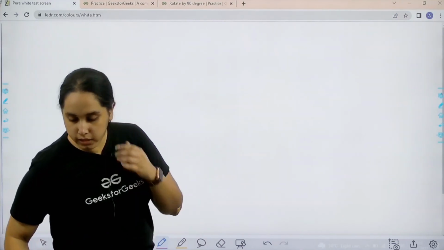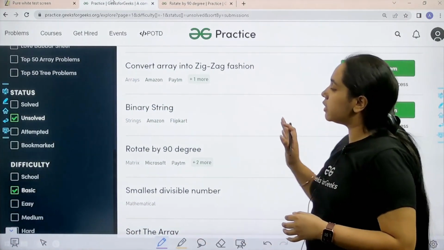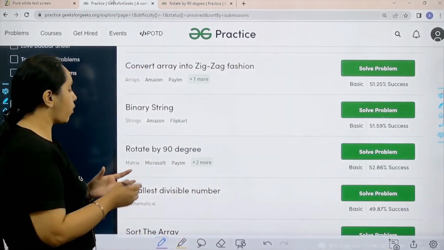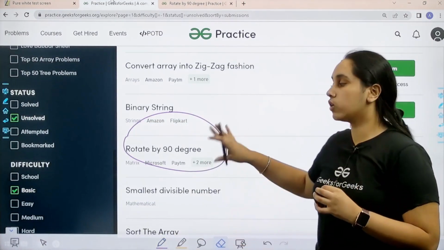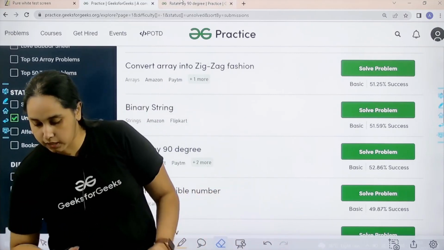Now let's solve it. What you need to do is go to the practice portal. In the practice portal, in the difficulty section, choose Basic. Then you need to find the problem Rotate by 90 Degrees. Once you find the problem, click on Solve. So let's solve the question. Okay, here is the question.